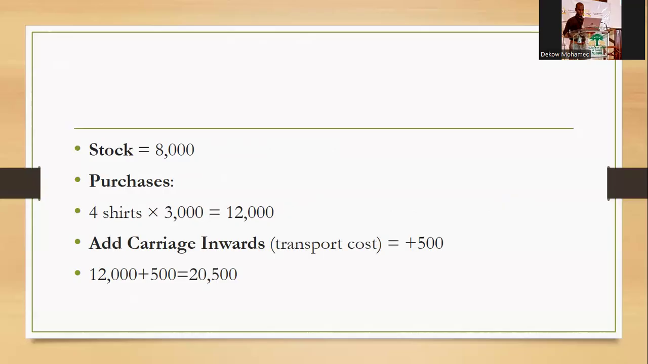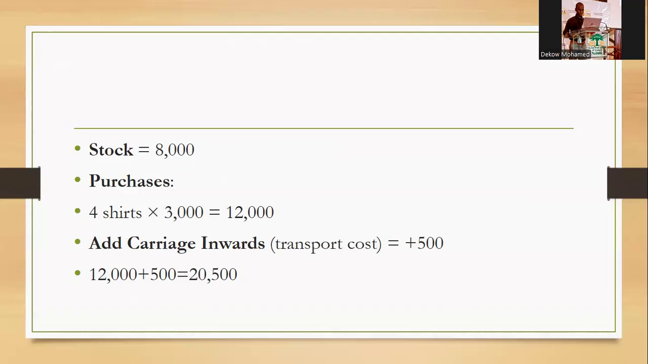Now, let's say our stock is 8,000. That is our opening stock. If our opening stock is 8,000, then we have some purchases. If we have four shirts, each at 3,000, that will be 12,000. If you purchased four shirts at 3,000, then that is 12,000.